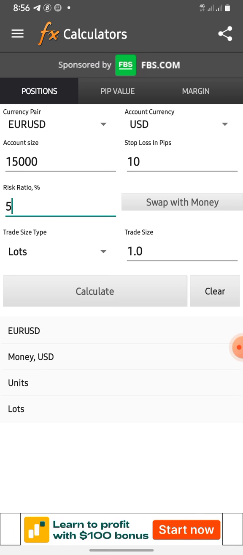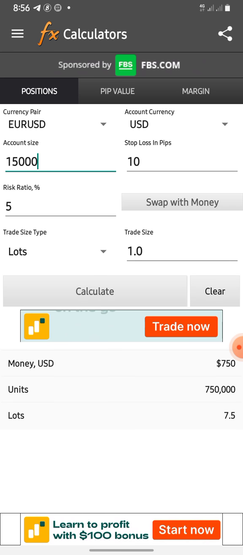So that is it, family. This trade size, you're gonna leave it like that, 1.0. Then you press calculate, right? We're pressing calculate and wait. So on this trade we can see the money in USD, how much we are risking out of this $15,000 account. So we are risking $750, right? $750.